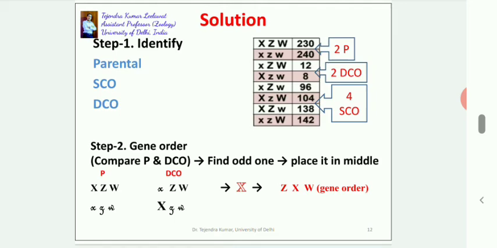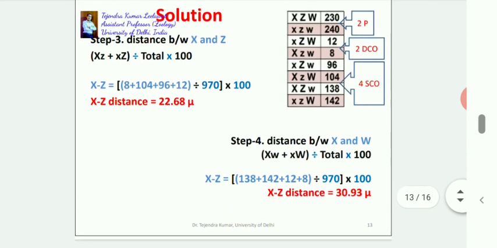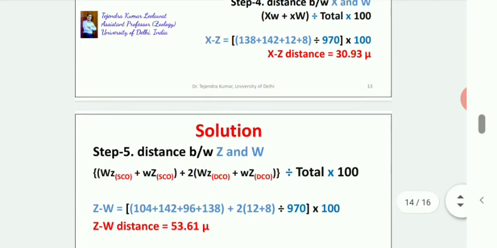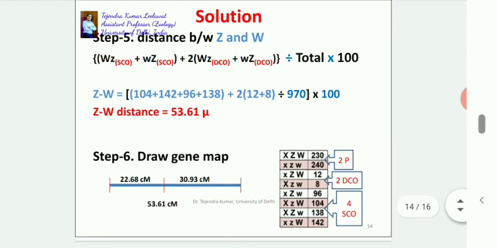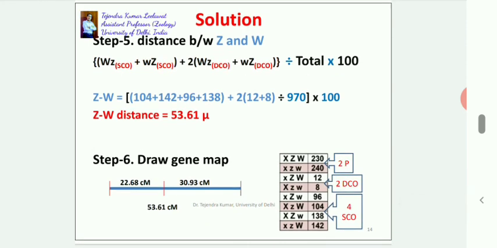Okay, and XZ and XW in step 3 and step 4 were not showing the double crossover. That's why we calculated them as a single time, right? So the final calculation is sometimes not exactly different, just similar, but one small change is that you have to double the number of double crossovers only.